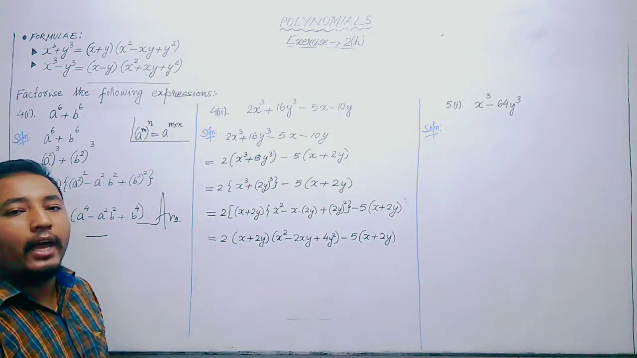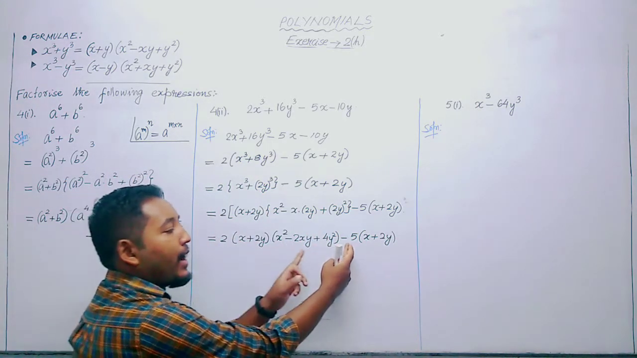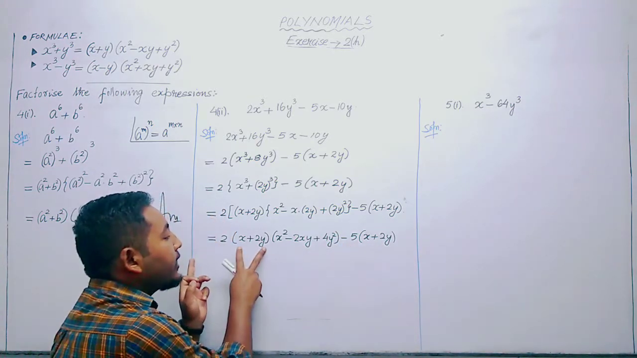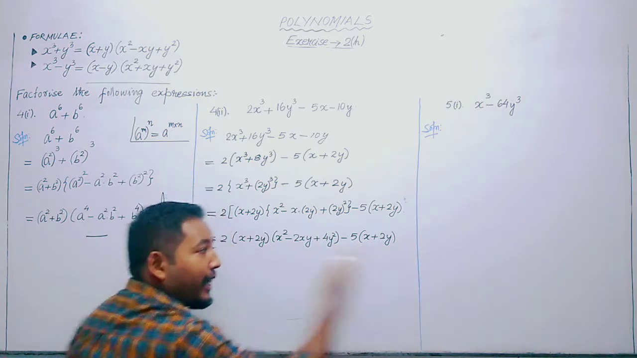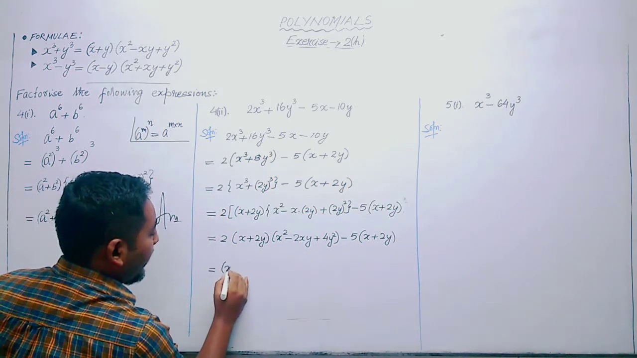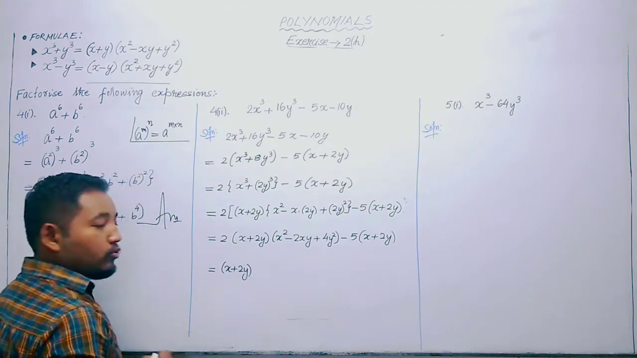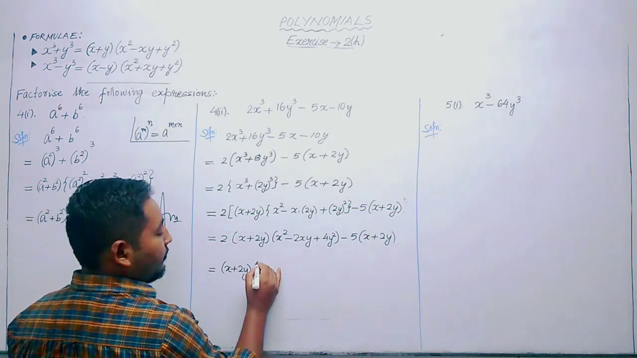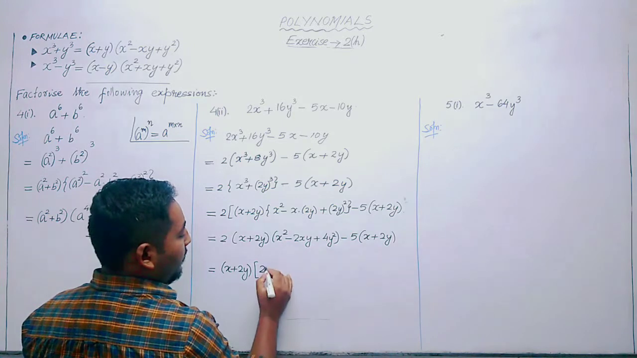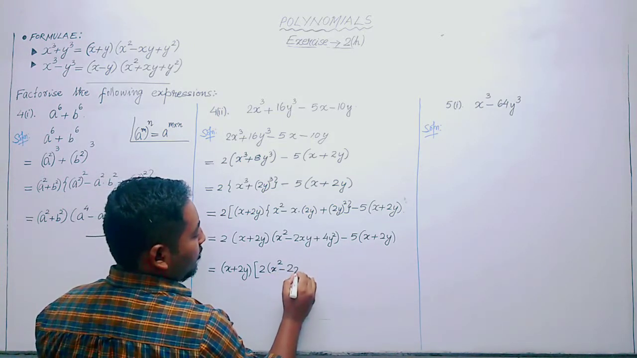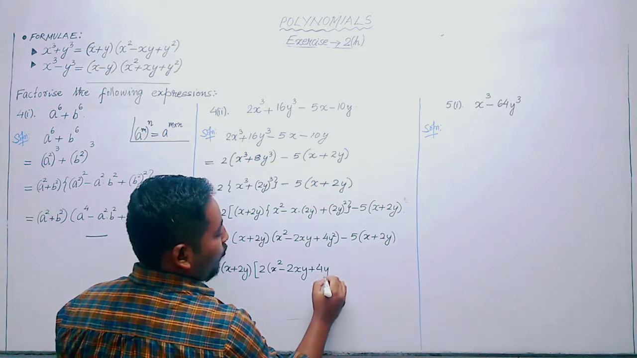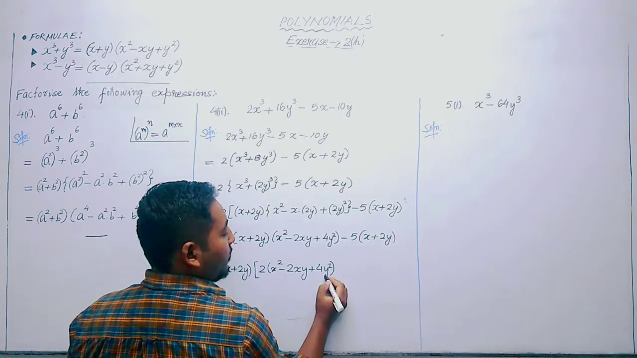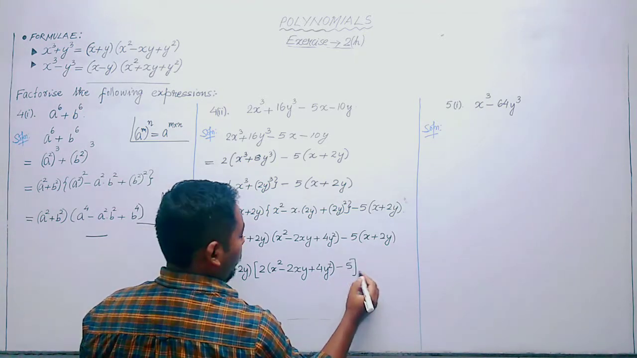Now, if you look at it again carefully, this is one term minus this is another term. And now in these 2 terms, what is common? x plus 2y is common. So take it outside. You'll have x plus 2y. Now what is left here? 2 is left, and this term is left: x square minus 2xy plus 4y square. Now from here x plus 2y is outside. What is left? Minus 5.